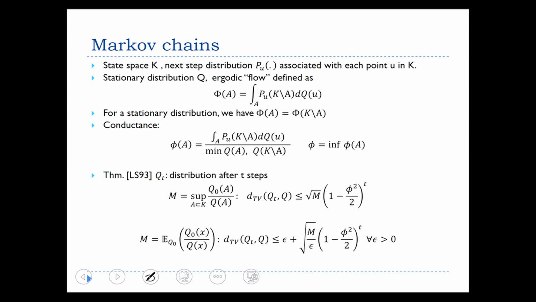We have to be a little bit careful about how we measure this initial distance of the start to the end. We can't use total variation distance, but we can use, for example, the chi-square distance, and that decreases.